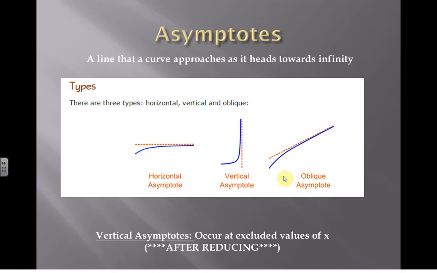You can have horizontal asymptotes, vertical asymptotes, and oblique asymptotes. That's just the shape of what they look like. We'll call them slant asymptotes. Basically, oblique is not vertical or horizontal. Slanting, whatever. So a vertical asymptote will occur at the excluded values of x.